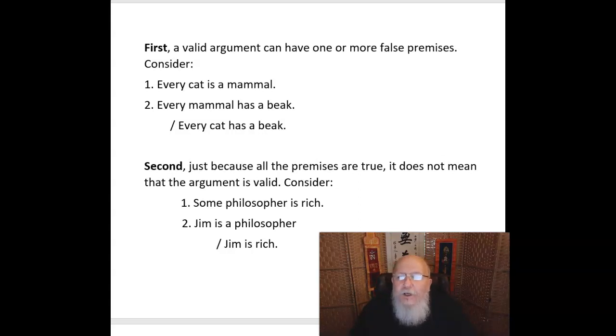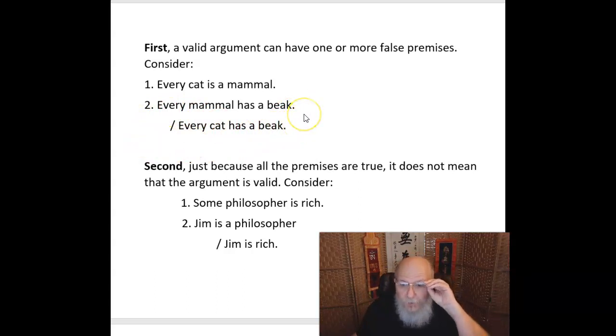A valid argument can have one or more false premises. Consider this one. Every cat is a mammal. Every mammal has a beak, so every cat has a beak. Now this is a valid argument, which means if the premises are true, then the conclusion has to be true. Now it's true that every cat is a mammal, but it's false that every mammal has a beak, and it's false that every cat has a beak. But nonetheless, if it were true that every mammal has a beak in some possible world, then it would have to be true that every cat has a beak.